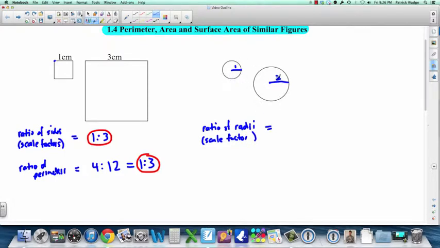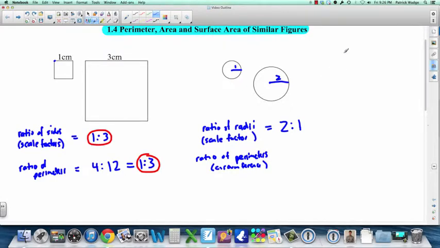Again, it could be 1 to 2 or it could be 2 to 1. Let's do the big one first this time. Why not? 2 to 1. Now we're going to find the ratio of perimeters again. But wait a minute, what do we call the perimeter in a circle? The perimeter is called circumference.